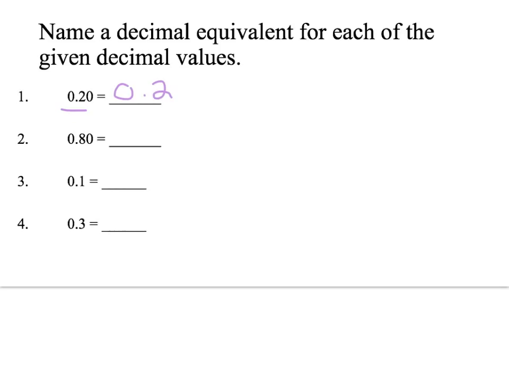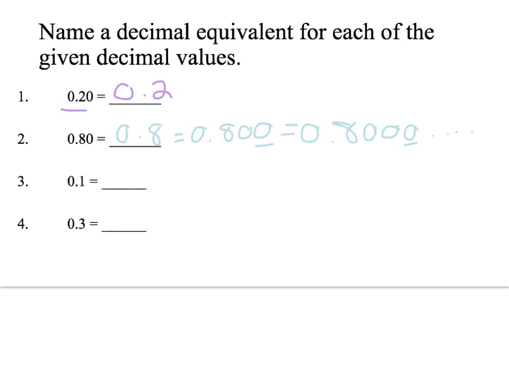Okay, one possible decimal equivalent of 80 hundredths would be 8 tenths. You also could choose to add some zeros at the end, so you could have done 800 thousandths. You could have done 8,000 ten thousandths, and so on. There are literally an infinite number of answers you could have chosen.